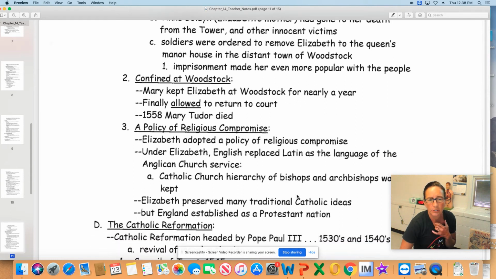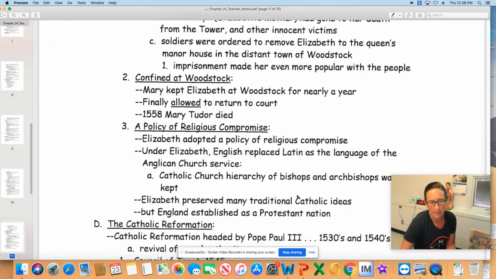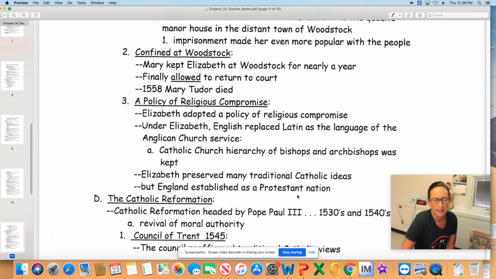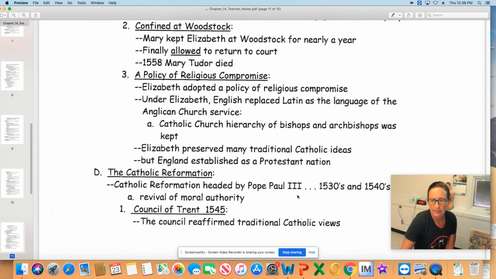A policy of religious compromise. Elizabeth is going to take the throne. She'll adopt a policy of religious compromise. Under Elizabeth, English replaced Latin as the language of the Anglican Church. The Catholic Church hierarchy of bishops and archbishops was kept. Elizabeth preserved many traditional Catholic ideas, even though she's Protestant. But England was, under Elizabeth, a Protestant nation.